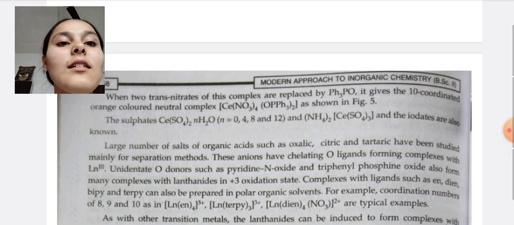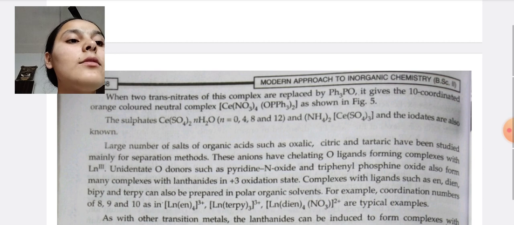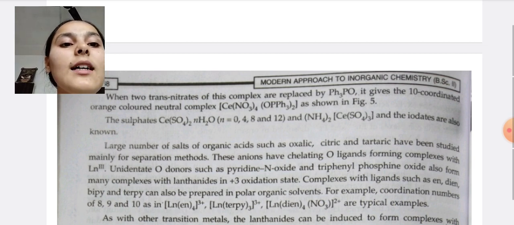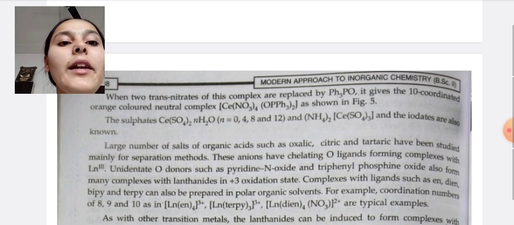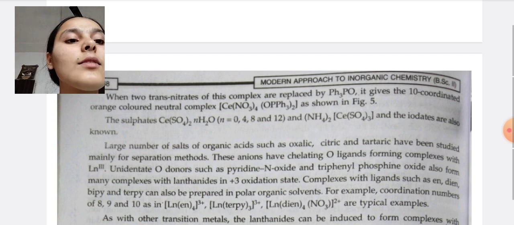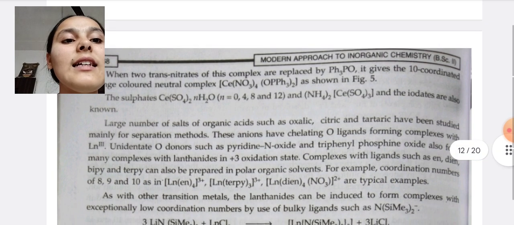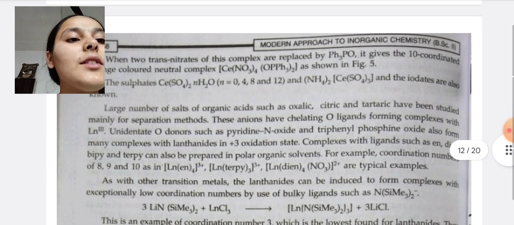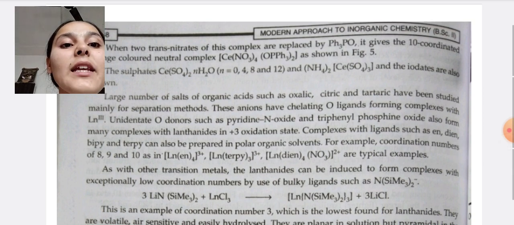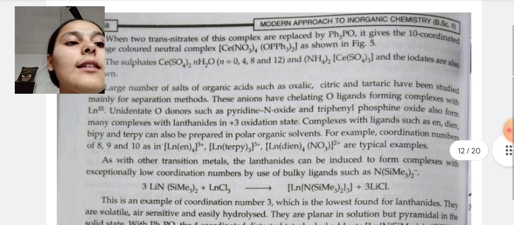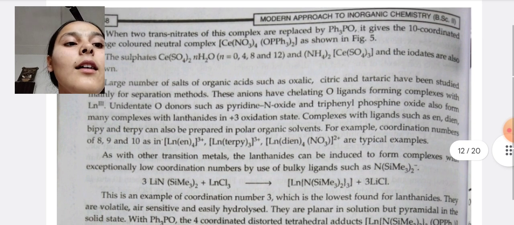The sulfates and the iodates are also known. A large number of salts of organic acids such as oxalic, citric, and tartaric have been studied, mainly for separation methods. These anions have chelating O ligands forming complexes with Ln3+. Unidentate O donors such as pyridine N-oxide and triphenylphosphine oxide also form many complexes with lanthanides in the +3 oxidation state. Complexes with ligands such as en, bipy, and terpy can also be prepared in polar organic solvent. For example, coordination numbers of 8, 9, 10 are typical.